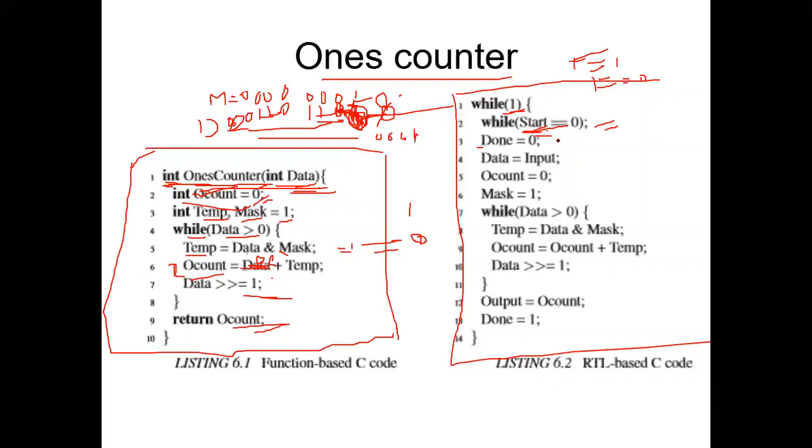Like that, it will check for the start signal. If the start signal is 0, if the start signal is not present, it will continuously execute the same line. Line number 2 will be executed continuously. When start is made 1, this condition will be false. That means it will exit that particular loop, that is the second line. It will exit the second line and come to the third line.